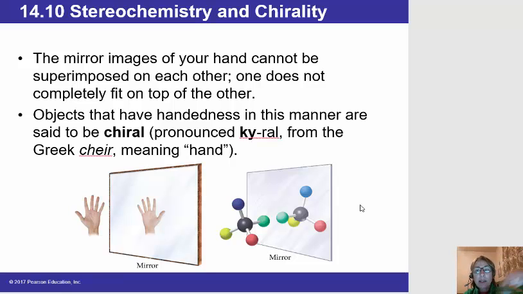On the other hand, if I have a glass and I look at the mirror image of the glass, I can superimpose it on itself. So that would not be chiral. So chiral means we cannot superimpose the mirror image. Now we'll be looking at some tools to figure out how we can determine if a carbon is chiral or not. But before we do, let's look at this molecule on the slide because this is a chiral carbon.